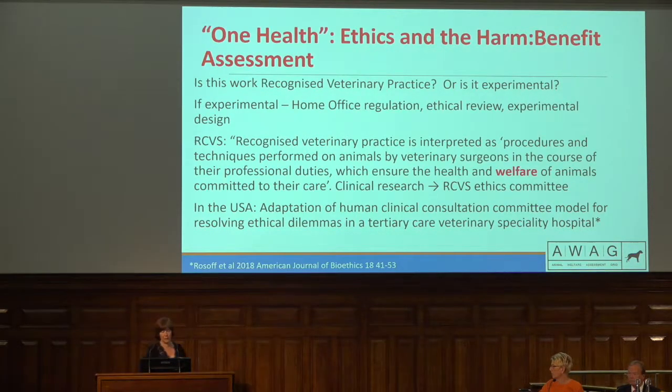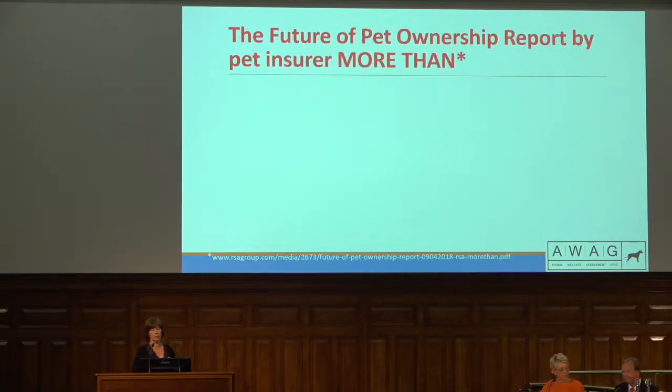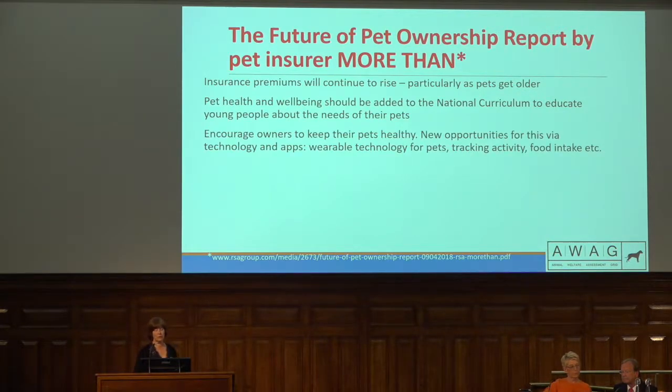In America, they've adapted a clinical consultation committee to resolve these dilemmas in referral centres. And we also have to think about the reputational risks to the profession. A survey by Vet Festivals showed that half of vets do not feel respected by the communities they work in because of a misconception about us being money grabbers, high fees and all that sort of thing, and a lot of social media criticism. Is insurance and the cost of these things driving that thought? And an ownership report by More Than showed that insurance premiums will continue to rise, and they feel that pet health and well-being should be added to the national curriculum and that we must encourage owners to keep their pets healthy.